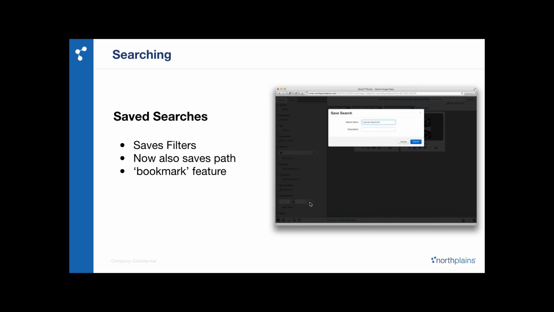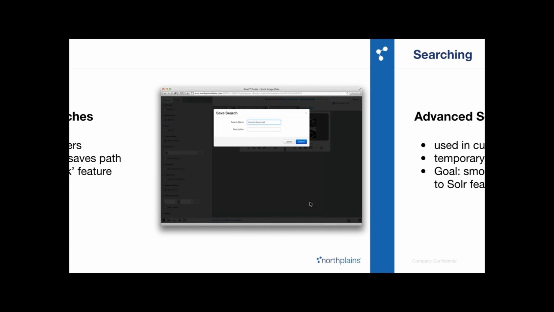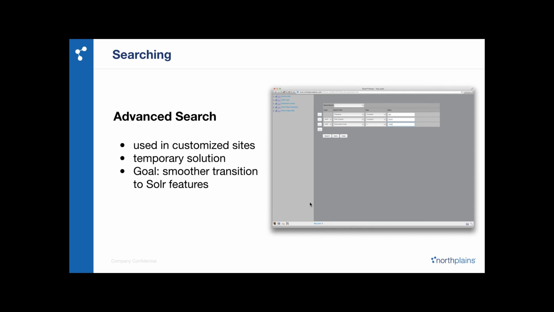Saved searches. So we save the filters. We also save the path. And to me, that's the way I understand it, it could really be used as a bookmark feature to bookmark certain areas on your Xinet server that are interesting to you or to other users in your group.